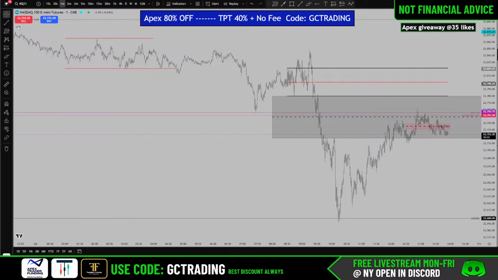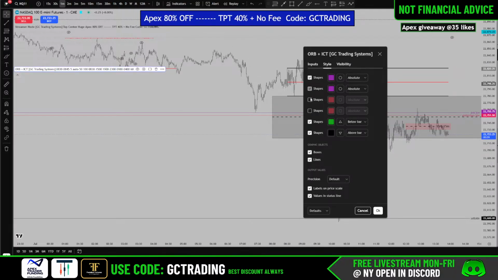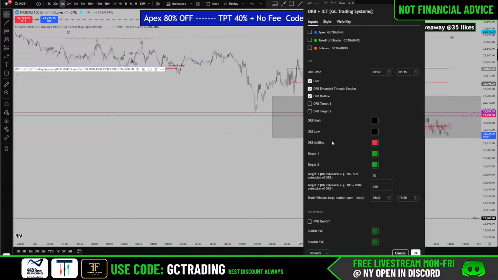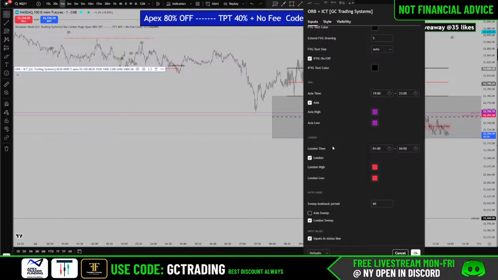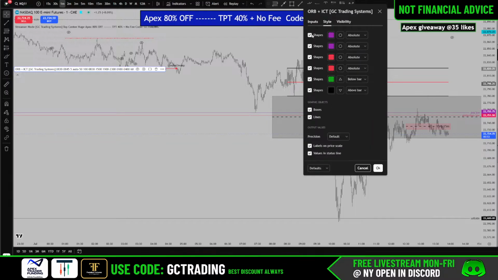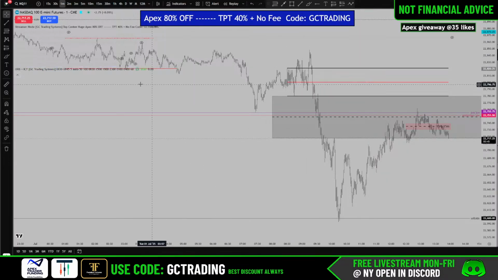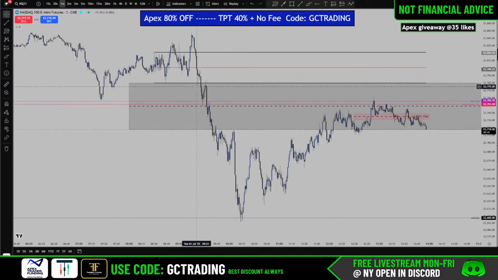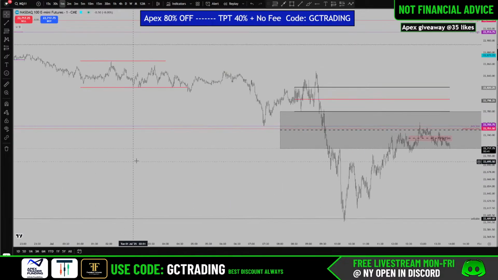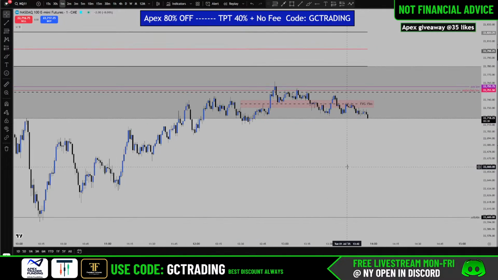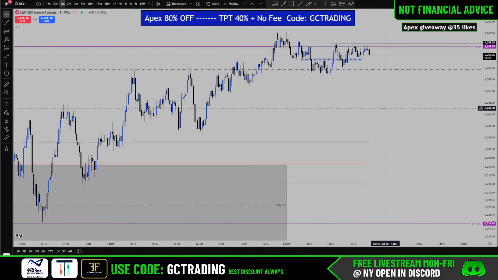Also, if you guys are tired of the text on the indicator for London sweep or whatever, all you have to do is go to style and turn these off right here, and it'll take it away. So if we turn it back on, see London sweep, turn it off, it takes it away. If you just want the lines, it cleans up the chart a little bit.